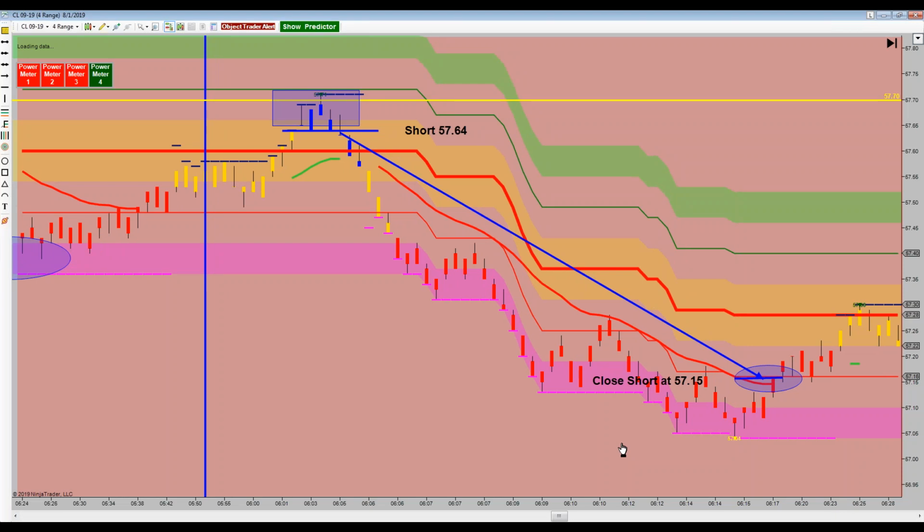I'm going to pause here for a second. I'm going to ask a question. Does everybody understand the concept of what a mid-band trade is? Is there anybody who doesn't know what a mid-band trade is? If there is, let me know.